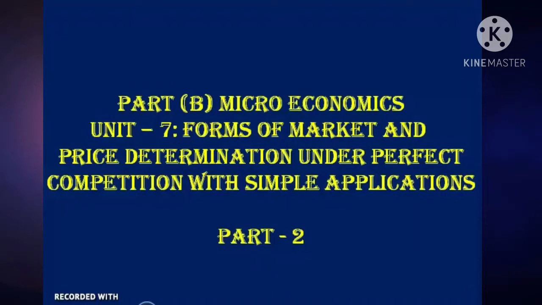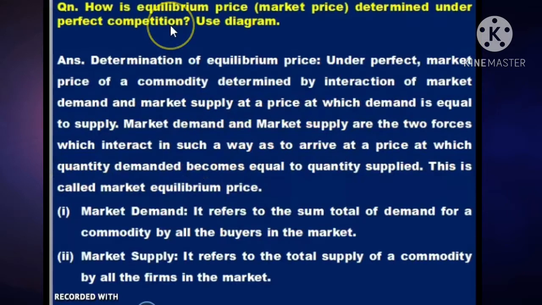Hello students, today we are going to study Part B Microeconomics, Unit 7: Forms of Market and Price Determination under Perfect Competition with Simple Application, Part 2 video. So in question form we can study the remaining portions.